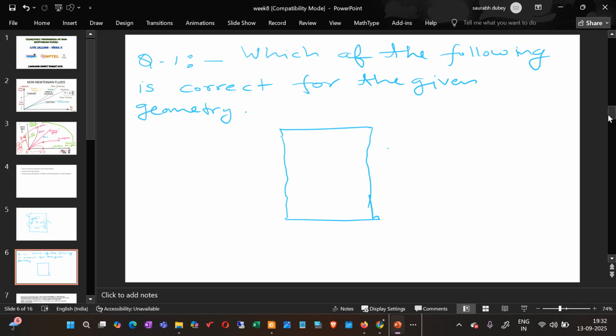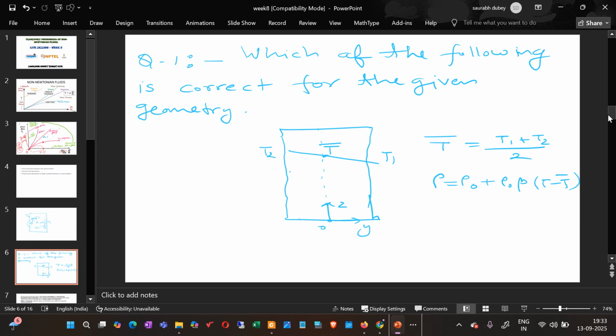Okay, so here you are having temperature T1, here you are having temperature T2. This is the y direction, this is the z direction, this is 0. So your temperature is changing here. Here it is T bar, T bar equals T1 plus T2 divided by 2, and density is a function of temperature: rho equals rho 0 times (1 minus beta (T minus T bar)). Okay, so natural convection will be coming into the picture, right?